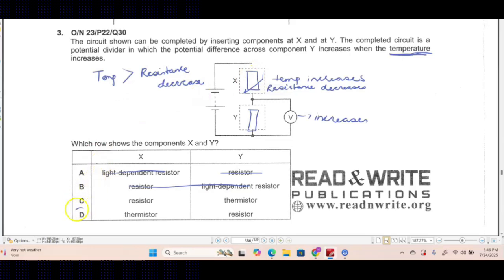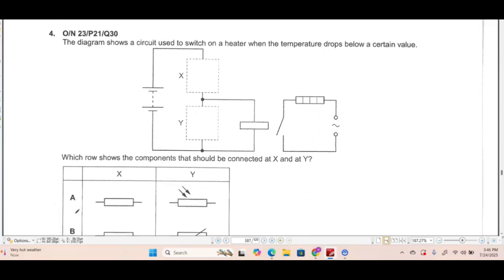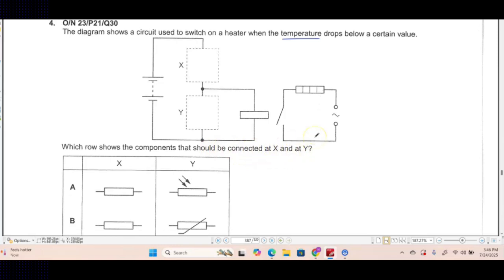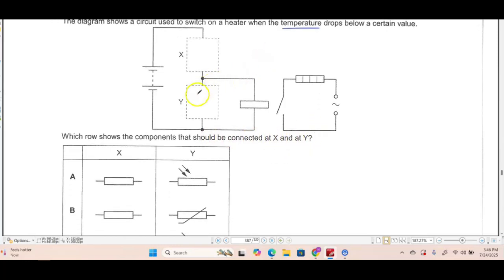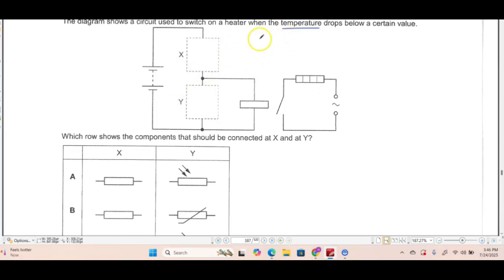So our correct option is going to be D. Okay, moving forward, question number 4. The diagram shows a circuit used to switch on a heater when the temperature drops below a certain value. Okay, temperature being the key word here. Which row shows the components that should be connected at X and Y? Okay. So if there is something that has to look out for the temperature, it would be a thermistor.